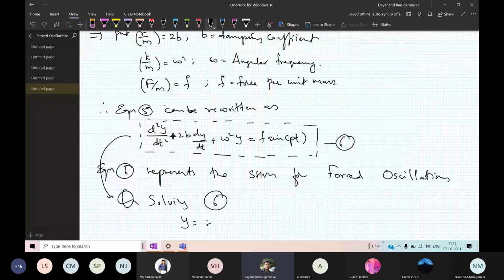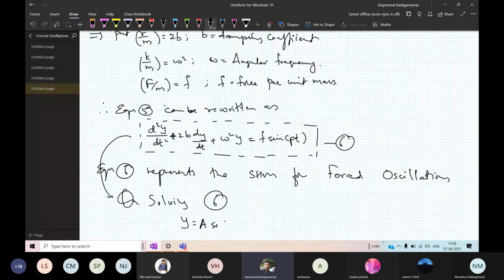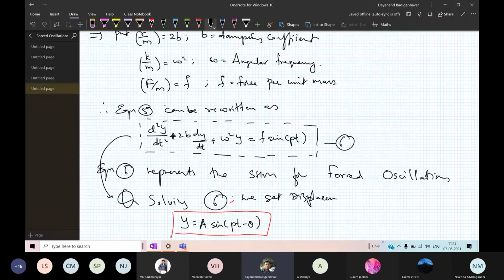into sine of pt minus theta. This is the value of the amplitude that we get. So this is the equation for displacement. This is how we get the equation for displacement. On solving 6, we get the displacement y.